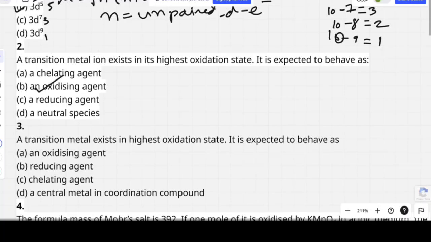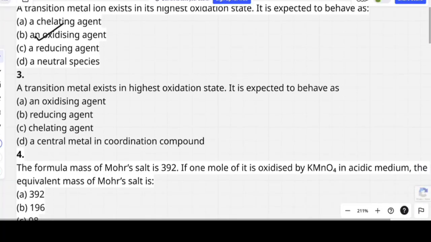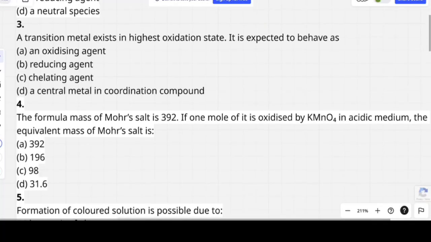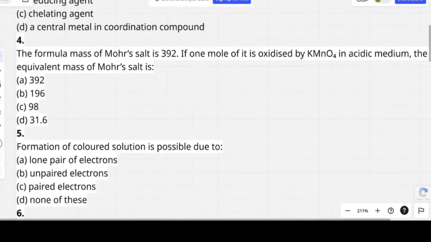Next, I move to question number 3. A transition metal exists in its highest oxidation state. It is expected to behave as an oxidizing agent. Here option A is correct. Next I go to the fourth question.